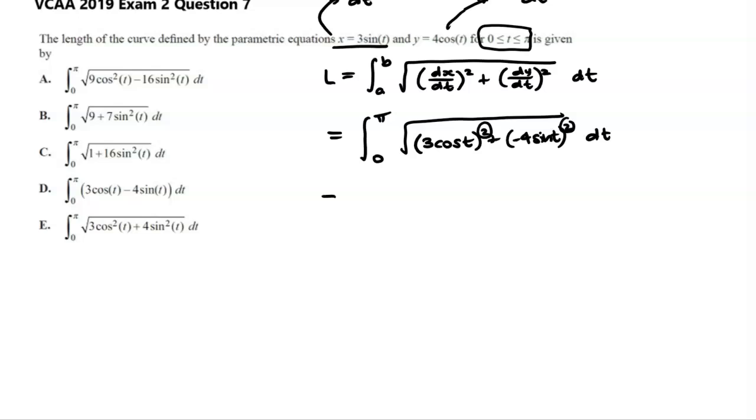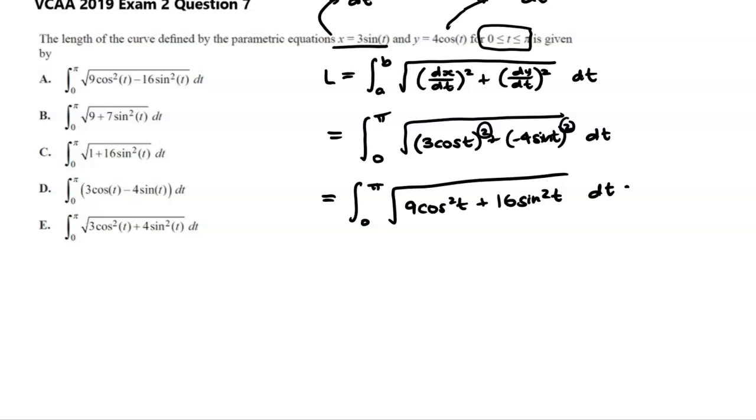So let's perhaps distribute out that square. So we've got 9 cos squared t, and then we've got plus that negative 4 squared will be 16 sine squared t dt. So we have a look at A, and that looks pretty close, but there's that negative there. So what have we gotten rid of so far? A, we said didn't work, D, and E. So looking at B and C, it looks like there's still going to have to be a little bit of manipulation to do.